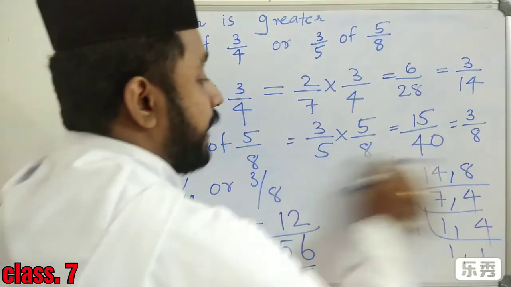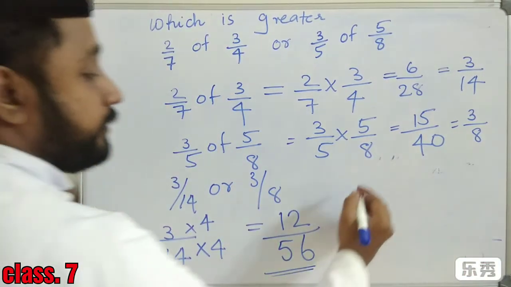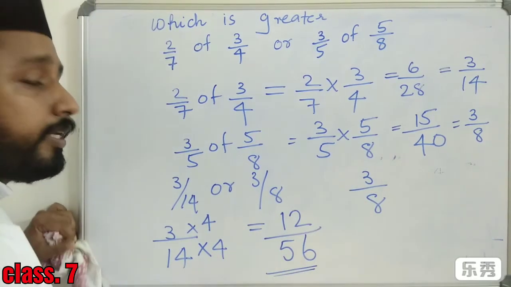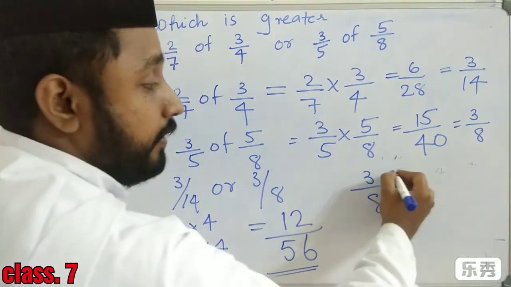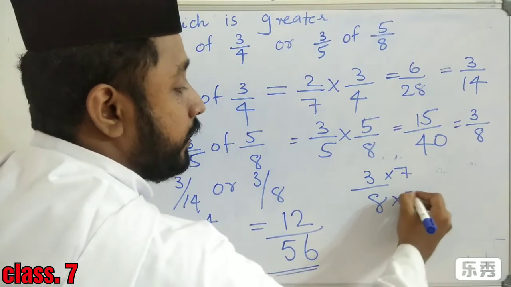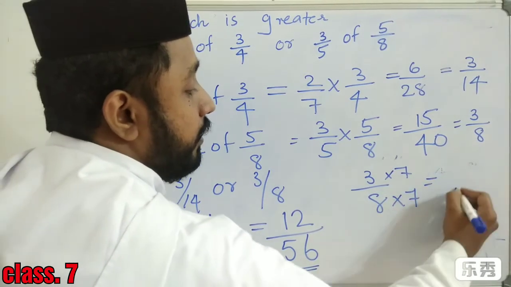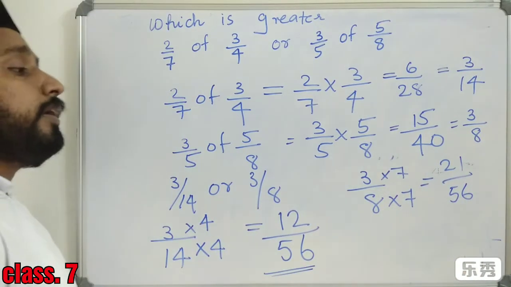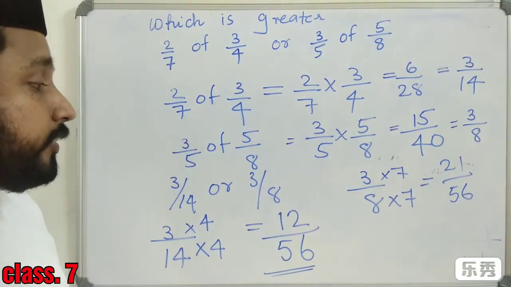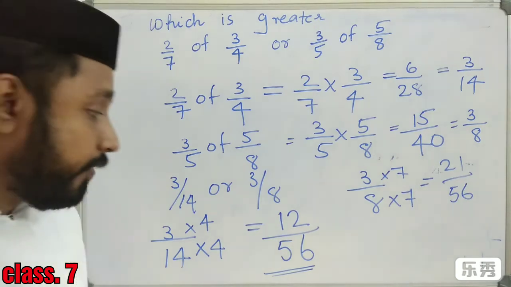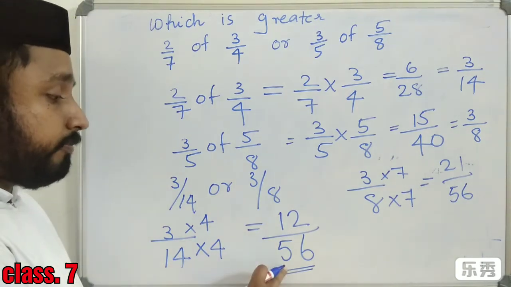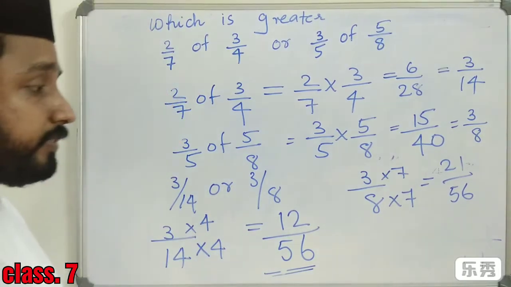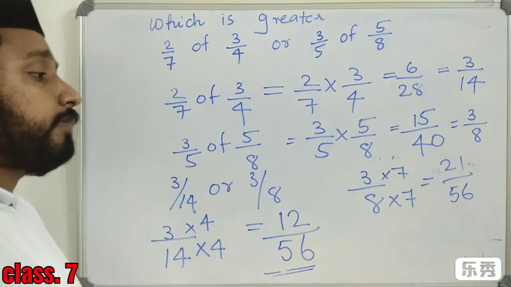Next one is 3 by 8. We have to change this 8 into 56. So we have to multiply with 7. Multiply with 7, then the denominator will become 56. 8 into 7, 56. 3 into 7, 21. So we got 3 by 14 as 12 by 56 and 3 by 8 as 21 by 56.